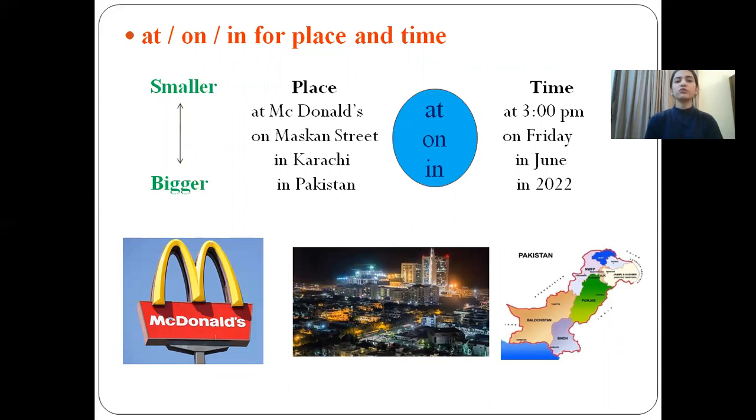Okay, now how do we use at, on, and in for place and time? This is how we arrange them from smaller to bigger. When we talk about place, we first use at for a smaller level, on for a bigger level, and in for the biggest level. For example, at McDonald's, on Muscat Street, in Karachi, in Pakistan.